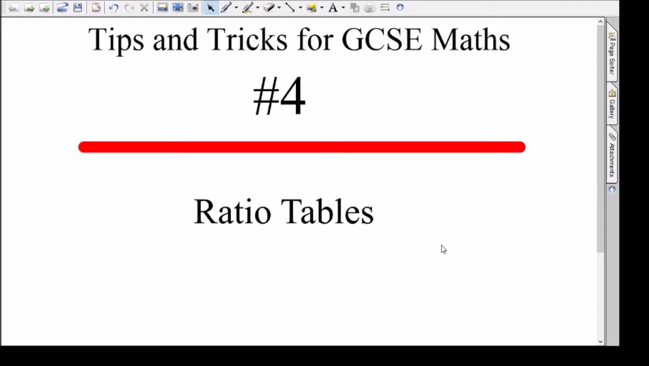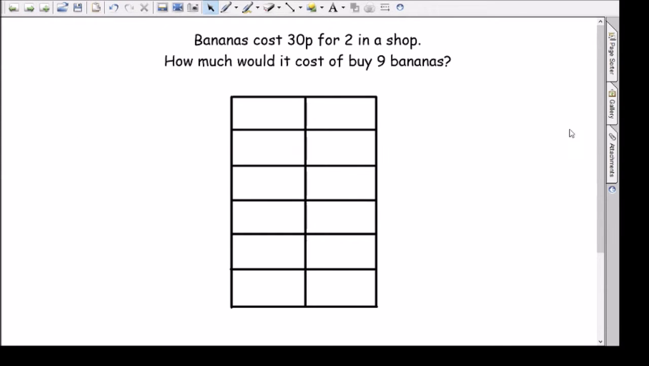Ratio tables are a way of solving all sorts of different types of problems using a similar sort of idea. The best thing to do is if I just fly through loads of examples and you'll see how they work. Okay, so a typical sort of GCSE question, nothing too tricky I don't think.